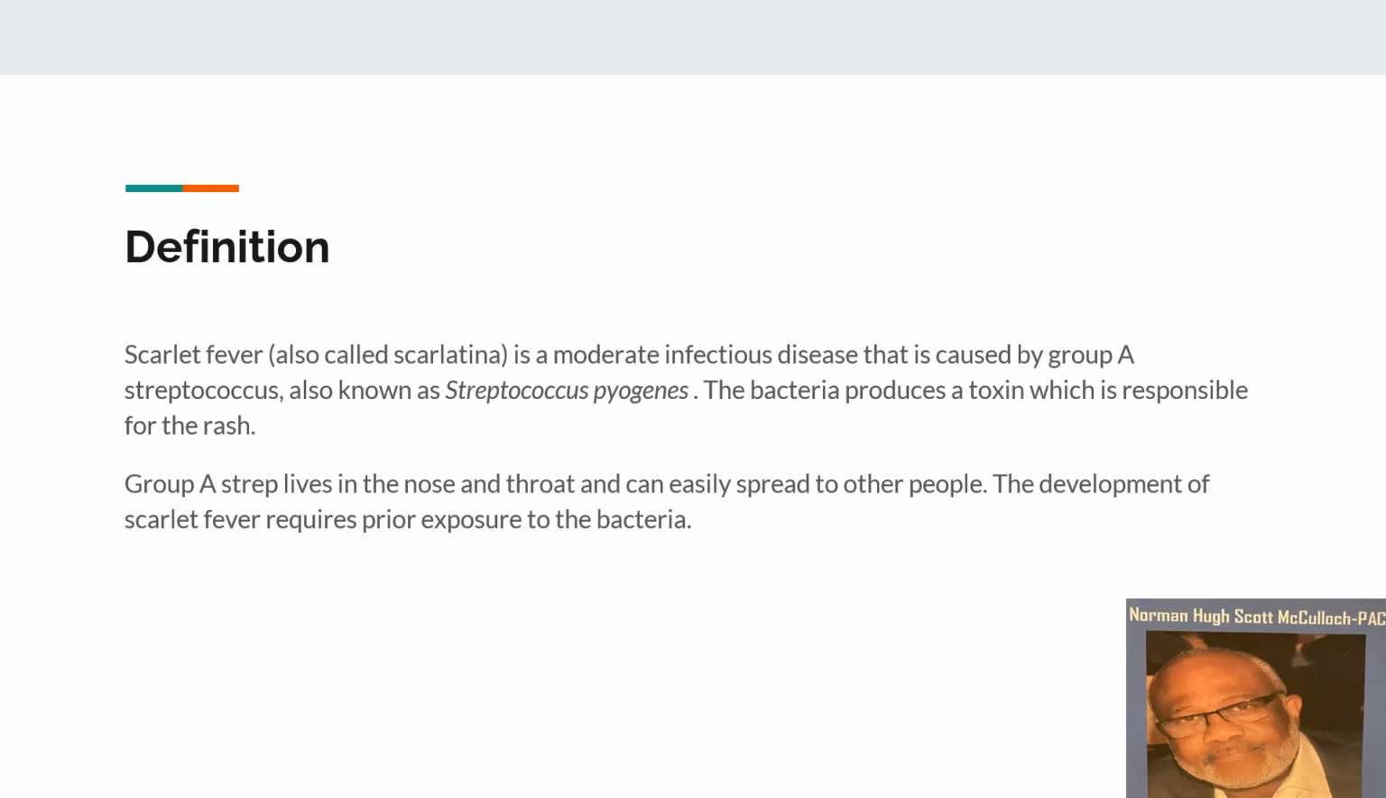Scarlet fever, also called scarlatina, is a moderate infectious disease that is caused by group A streptococcus, also known as Streptococcus pyogenes. The bacteria produces a toxin which is responsible for the rash. Group A strep lives in the nose and the throat and can easily spread to other people. The development of scarlet fever requires prior exposure to the bacteria.